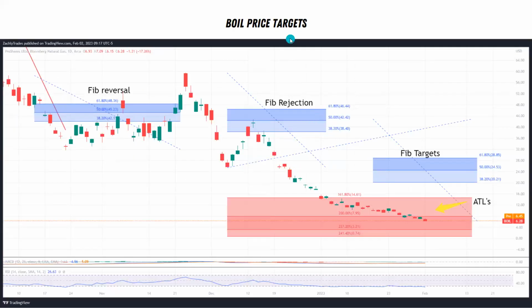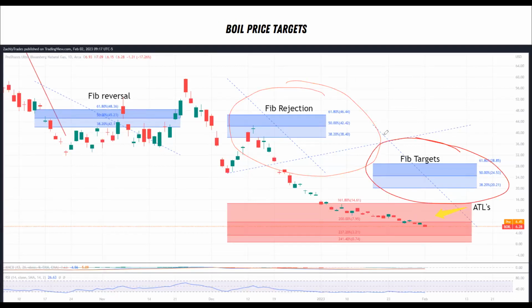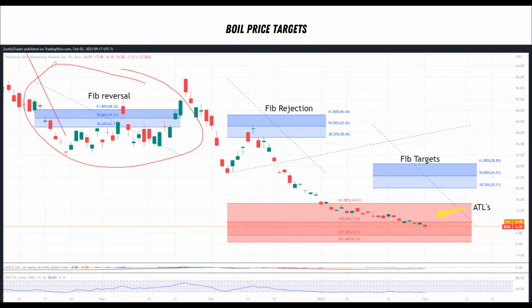Let's go into Boyle. Okay, so Boyle did a really good job of not only showing how we reject the major fib levels, but it also did a fib reversal, right? So if you take a look, again, the reversal is when you come down, retrace, and then you consolidate a little and break through those retracement levels and create a high and then a higher high.